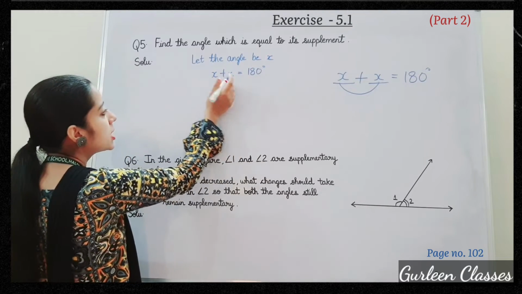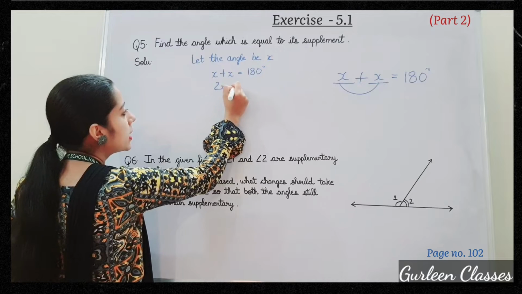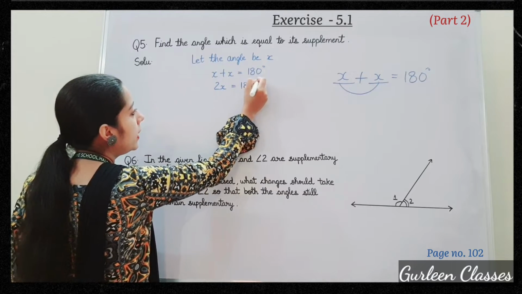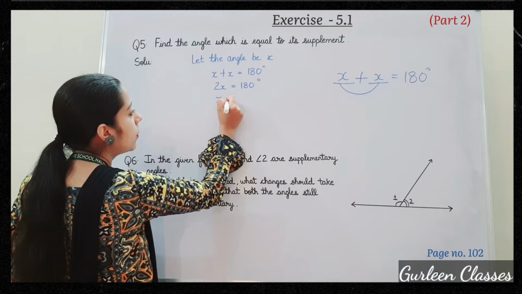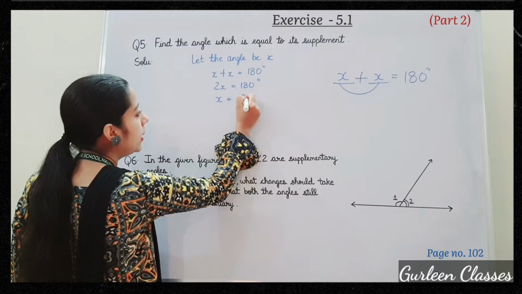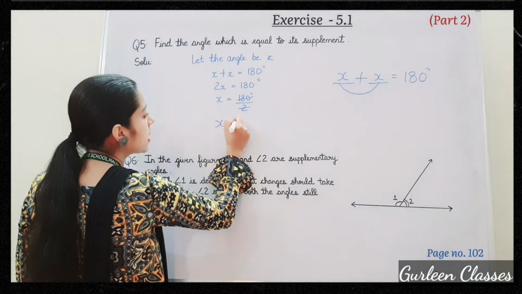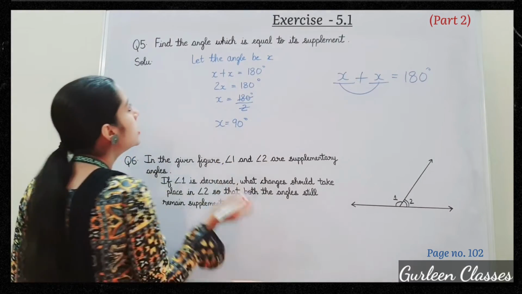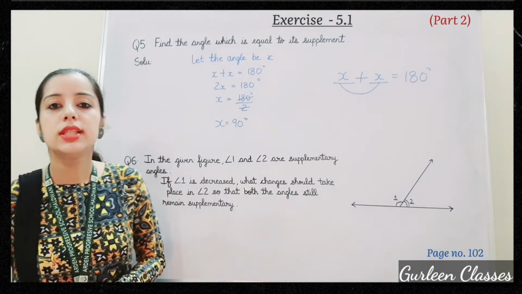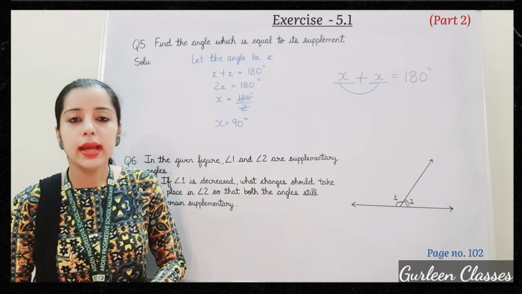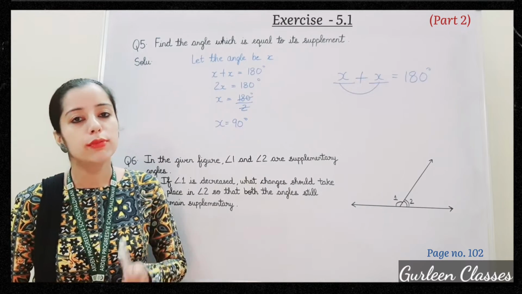Solve the equation. x plus x is 2x, that is equal to 180 degrees. So x is equal to, we will divide 180 degrees by 2. So the value of x is coming 90 degrees. So the angle which is equal to its supplement is 90 degrees. 90 degrees plus 90 degrees is equal to 180 degrees.